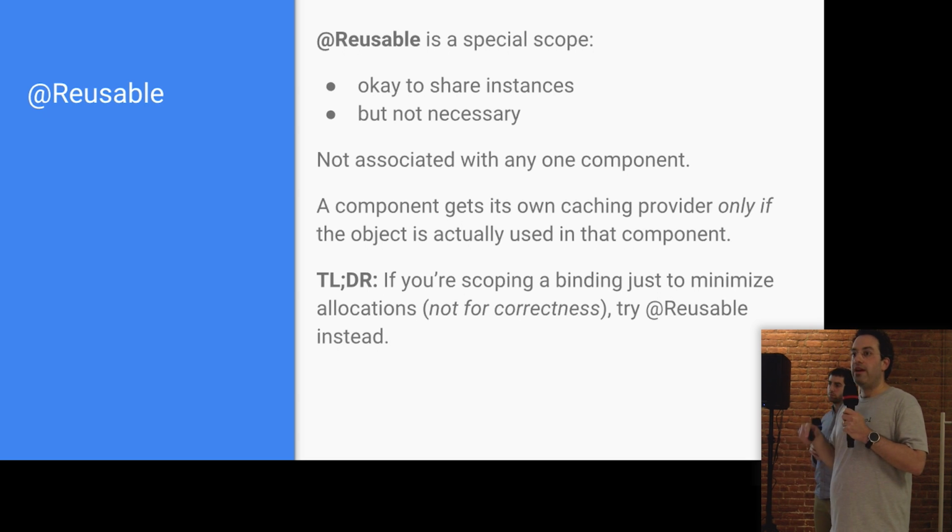And the way we implement reusable right now is we actually put the provider into only those components that actually use that binding, wherever they are in the tree, below where you install. So you can install that reusable binding in your root, and if your root component doesn't use it, it won't get it. So the TLDR here is if you're ever using scopes just because you don't want to allocate, not because it has to be associated with this lifetime, try using reusable and see if your generated code gets smaller.